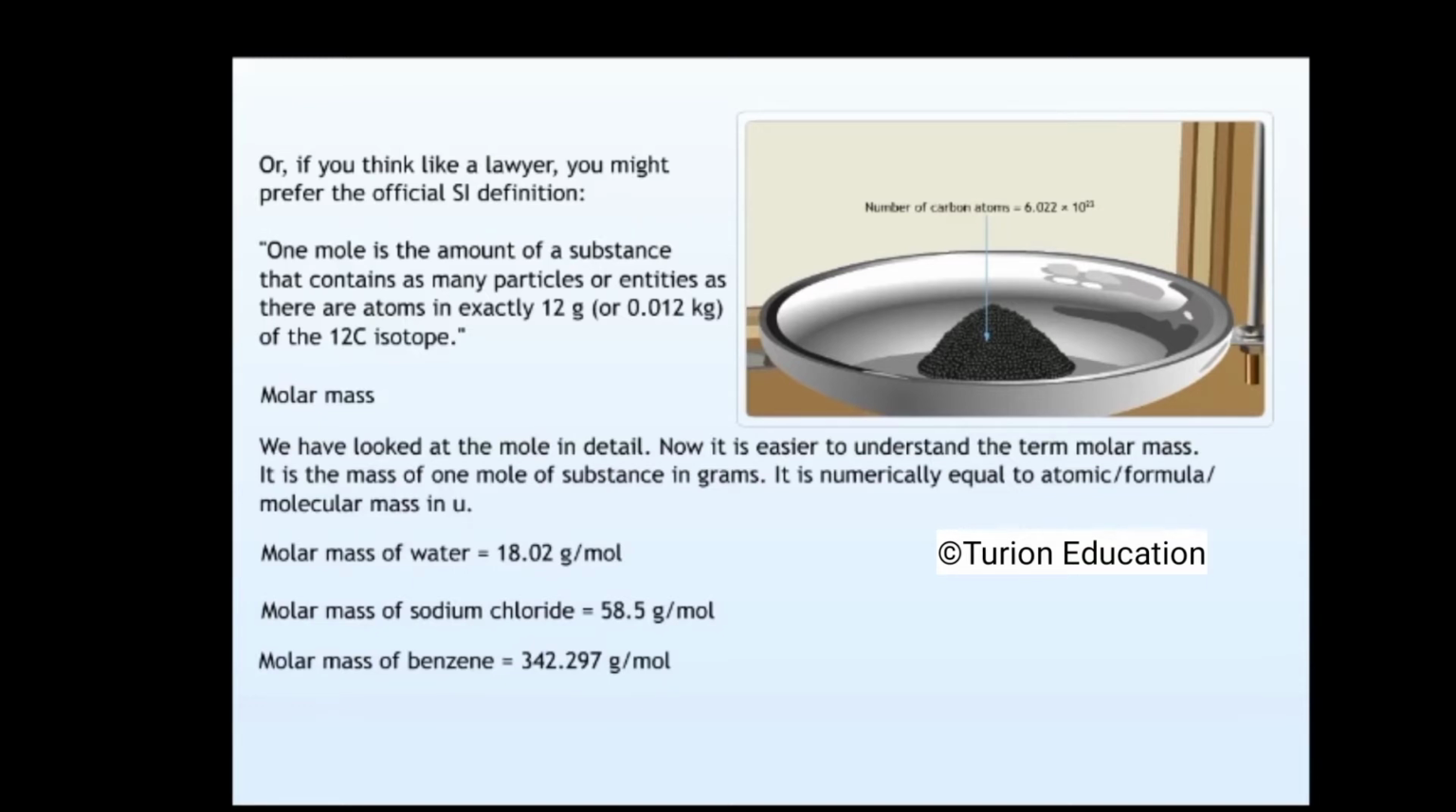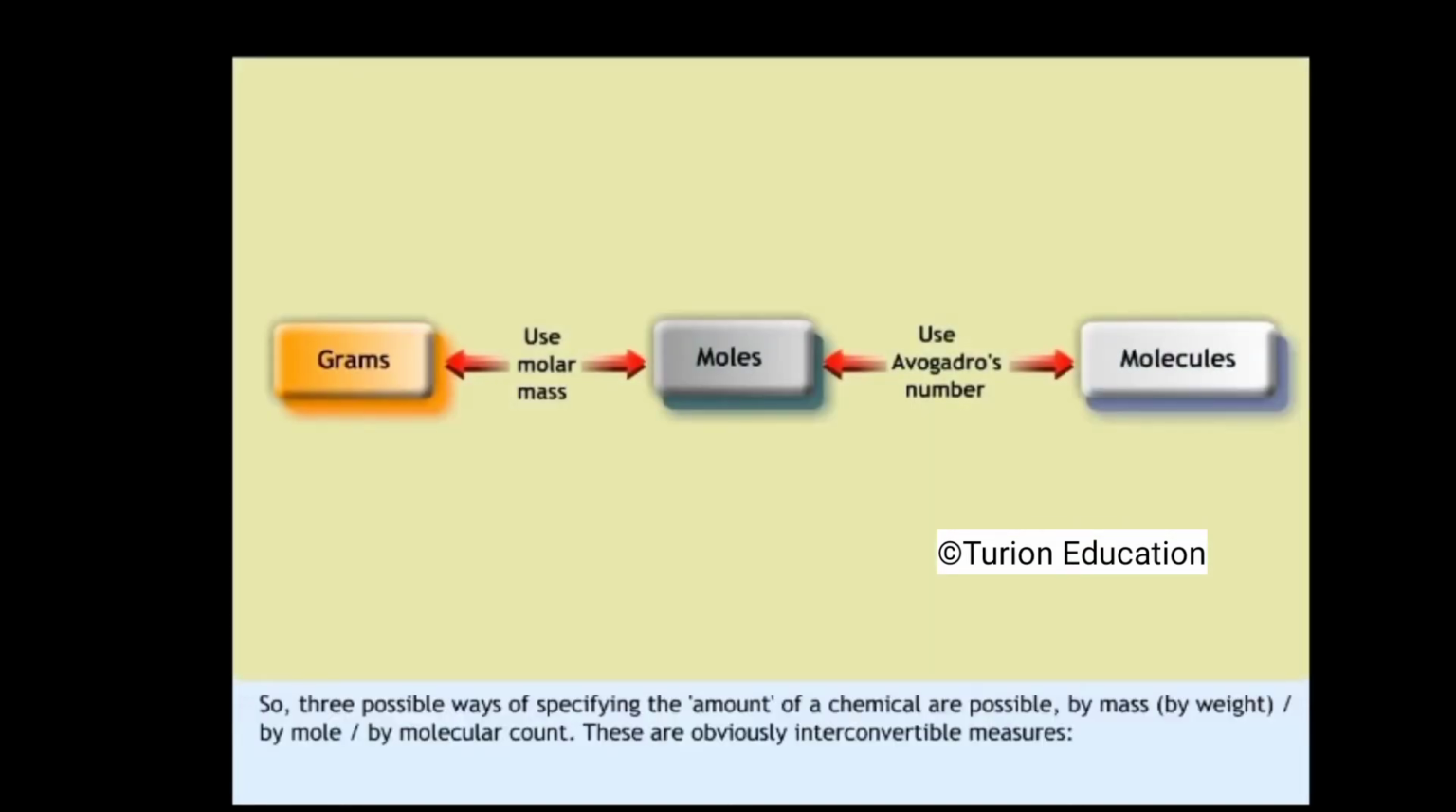342.297 grams per mole. So, 3 possible ways of specifying the amount of a chemical are possible: by mass, by weight, by mole, by molecular count. These are obviously interconvertible measurements.